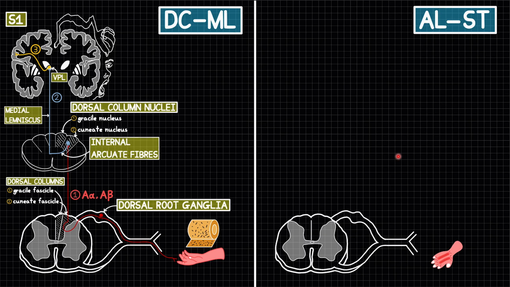My ALST, on the other hand, is for my crude touch, pain, temperature, and firm pressure. So instead of sandpaper, let's take the example of feeling pain in our hands. We're again going to have a first order neuron in red here that has its cell body in the dorsal root ganglia, much the same as in the DCML pathway. It is also going to project from the skin of the hands through the dorsal root of the spinal cord, and it's going to enter into the dorsal horns of the spinal cord, not the dorsal columns, the dorsal horn.